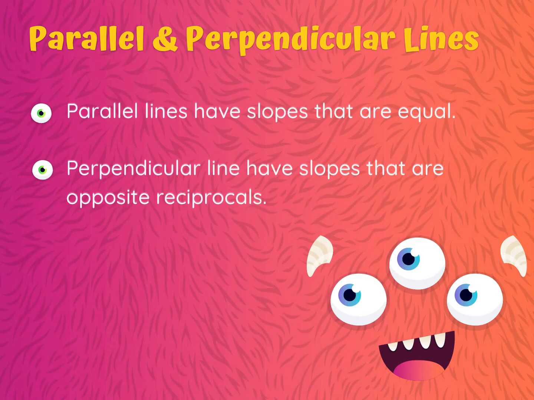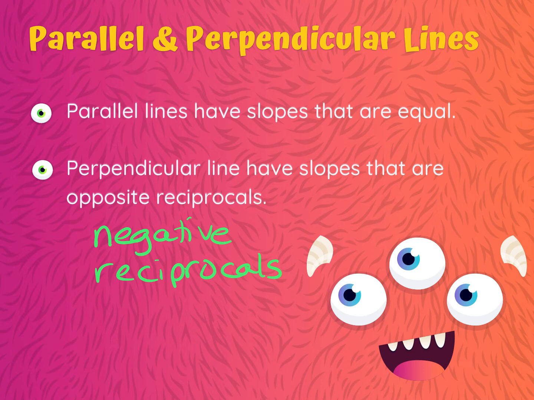Parallel and perpendicular lines. You need to memorize that parallel lines have slopes that are equal, so same slopes. Perpendicular lines have slopes that are opposite reciprocals. They might also refer to this as negative reciprocals. Just know that once you find the slope of a line and they ask you to find the slope of a line perpendicular, you change the sign to opposite and you flip the fraction upside down. So let's try some examples.